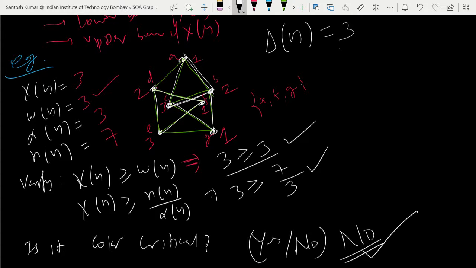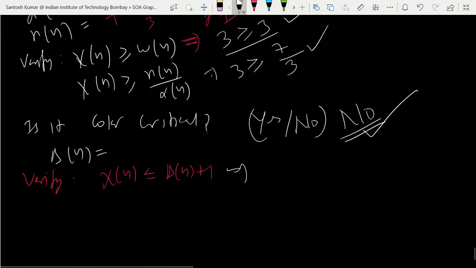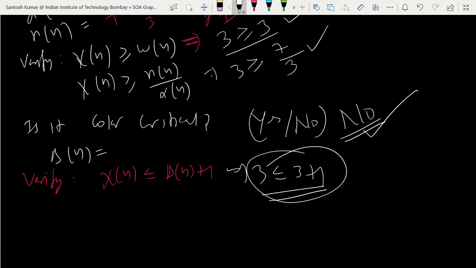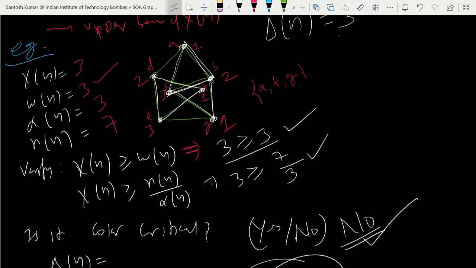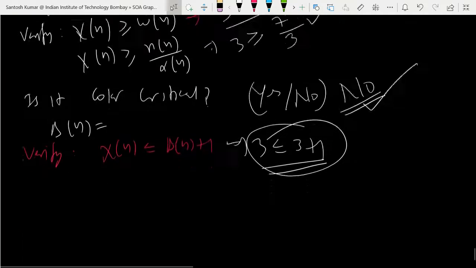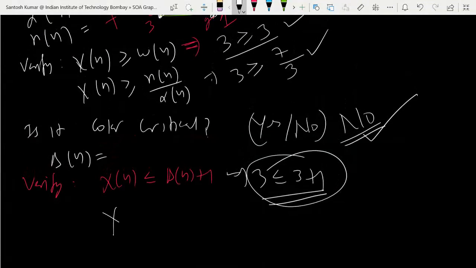Okay, and now you can check it. So the chromatic number was 3. 3 is less than or equal to 3 plus 1. Again you can check. This is a connected graph, so it's not a complete graph nor an odd cycle. It's an odd cycle. So that's why this will hold.